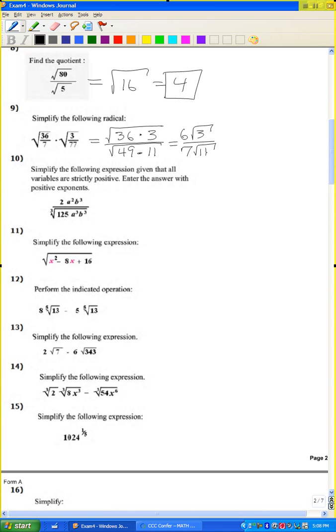And I'm done. But suppose I wanted to rationalize the denominator. Then I could multiply and divide by the square root of 11. In which case I get 3 times 11 is 33. Radical 11 times radical 11 is 11 times 7 is 77. And that is your answer.